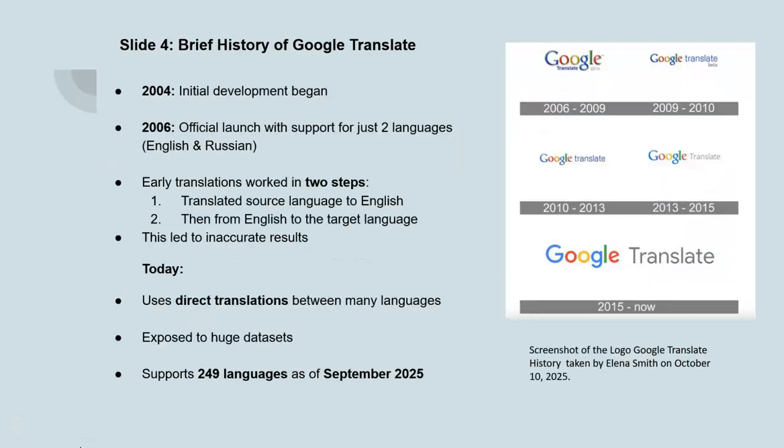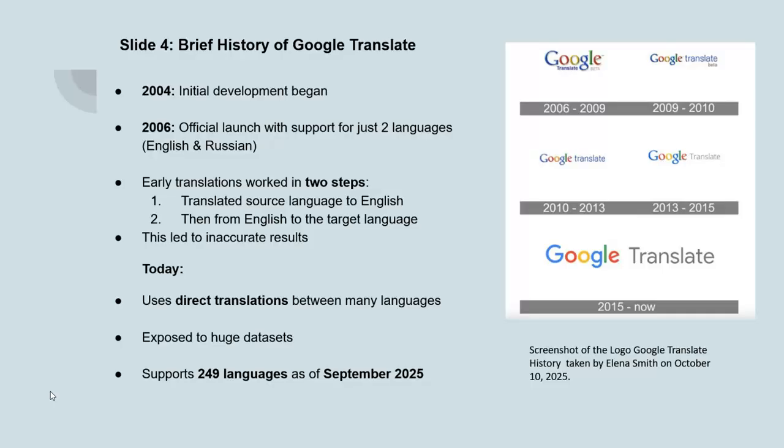This tool has a basic version that is completely free, as well as a business version with a monthly fee. For communication and educational purposes, the free version is usually sufficient. Google Translate was created with the help of Russian co-founder Sergey Brin in 2004, with support for just two languages, Russian and English. It was officially launched in 2006.